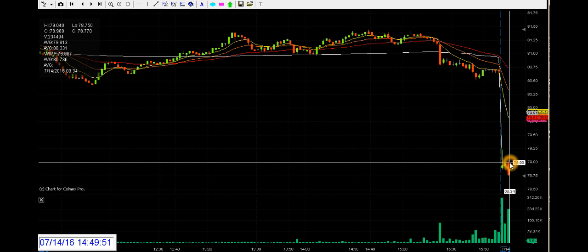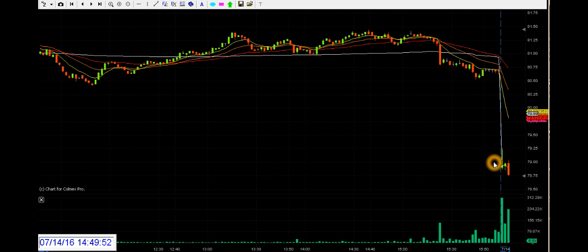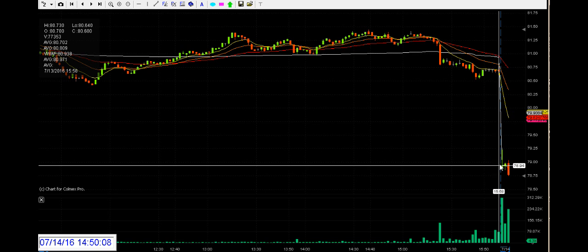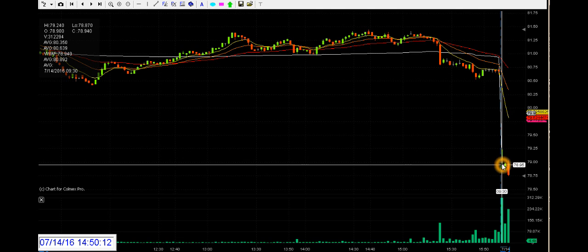What you have to do, as I said, is wait for your entry on the breaking point of a really important psychological round level. And we have the perfect storm right here. Breaking the 79 is the perfect point of entry. So you can enter right here at 78.95, 78.94, maybe 70.